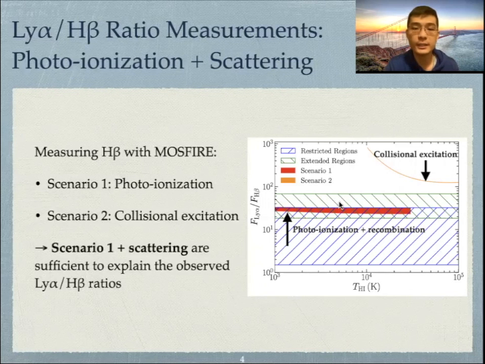The predicted Lyman alpha to H-beta ratios as a function of temperature are shown in the red and orange lines in this plot, respectively. And the observed Lyman alpha to H-beta ratios measured in 2 different ways are shown in green and blue patches. From this plot, we conclude that the photo-ionization scenario plus resonant scattering are sufficient to explain all of our observed Lyman alpha to H-beta ratios.